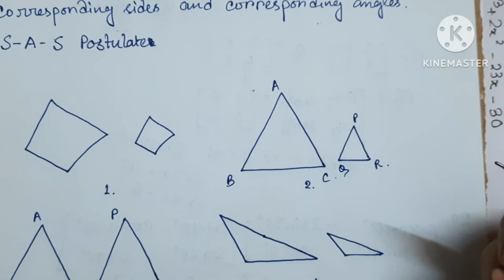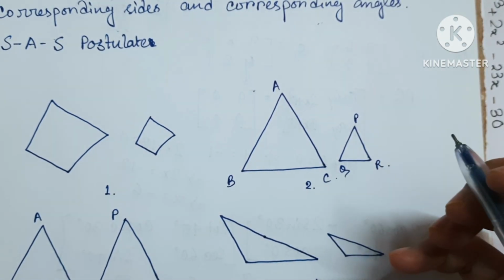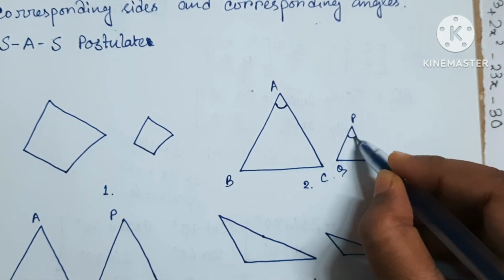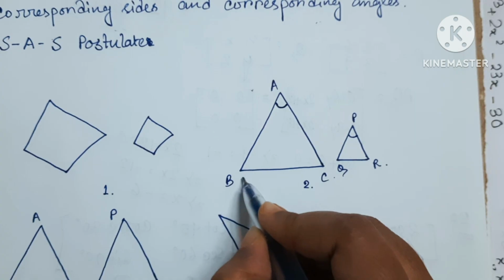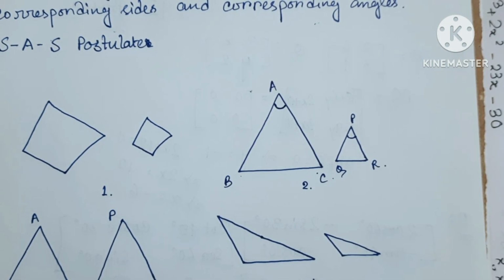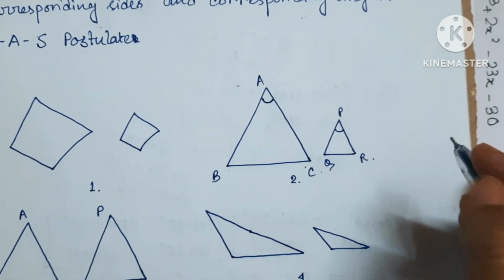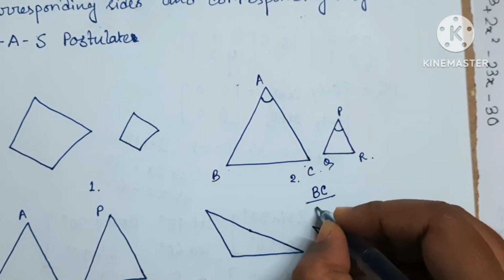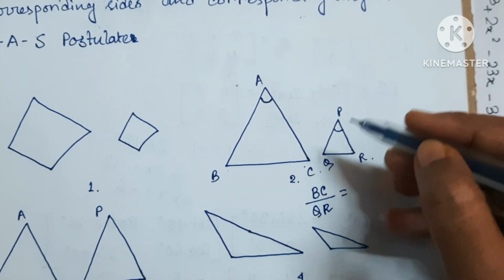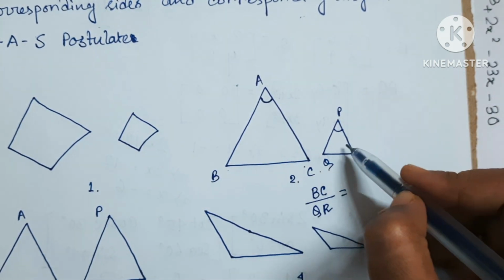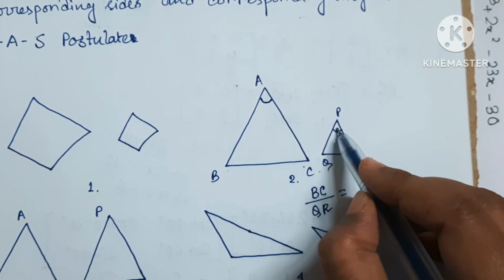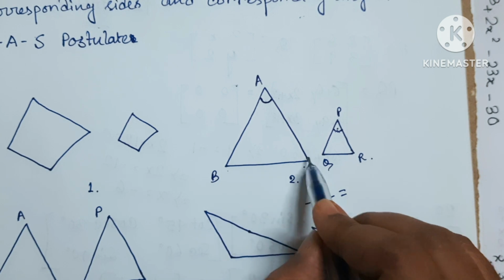Now see, corresponding sides means the sides opposite to equal angles. Angle A is equal to angle P. So the corresponding sides of these will be BC and QR. And in similar triangles, corresponding sides are proportional. What does it mean? That means the length of BC by QR is equal to the other corresponding sides. See, this is angle A and angle P. These are two corresponding angles. They are equal. And opposite to these angles are BC and QR.